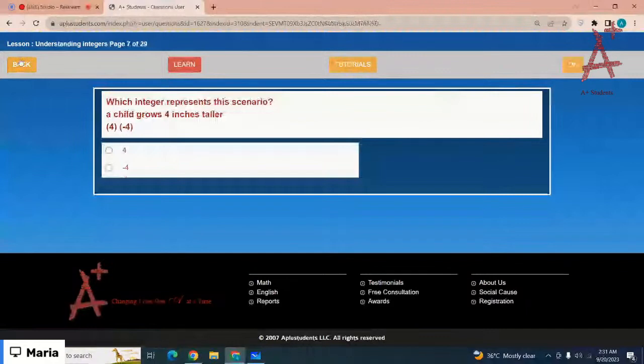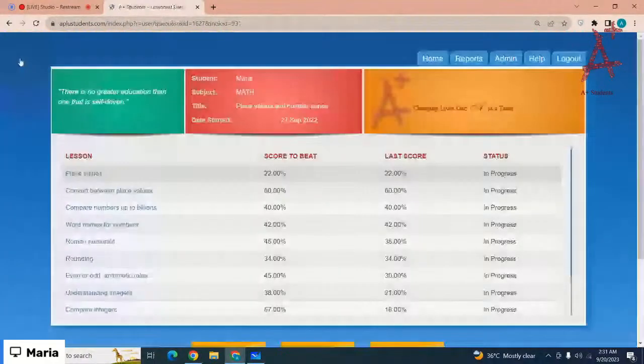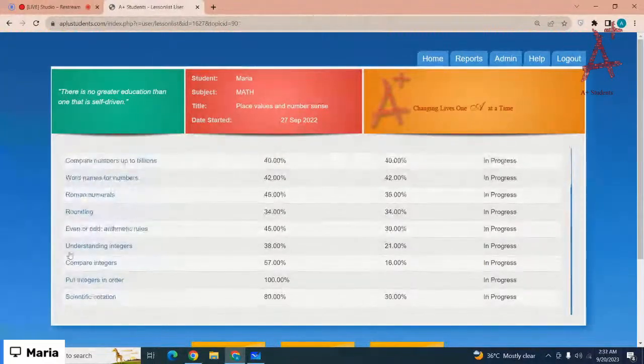The next lesson is compare integers, right? So we have already done how do we compare integers. Let's just see some of the examples. Practice questions. How do we compare integers?